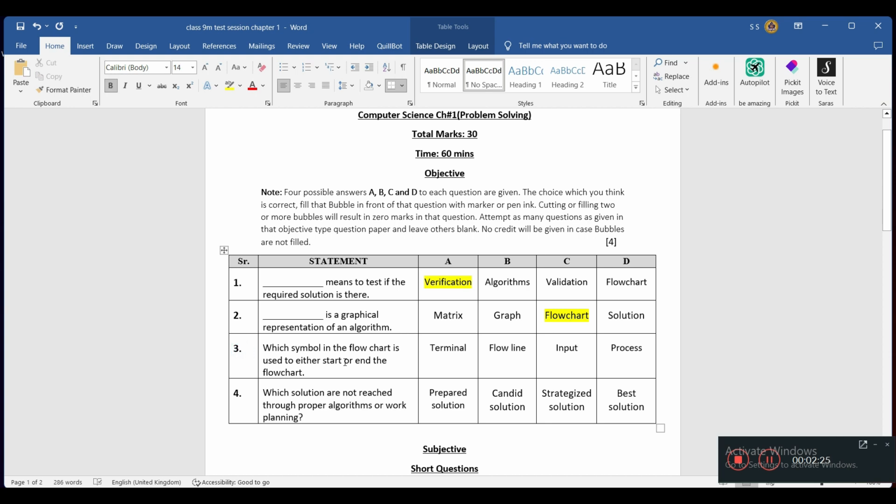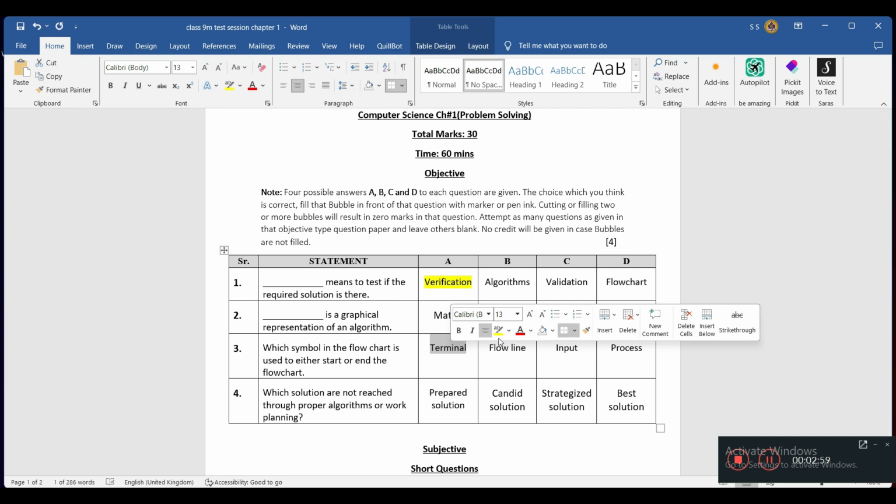Now 3. Which symbol in the flowchart is used to either start or end the flowchart? We know that there are some symbols which we use to design our flowcharts. There is a symbol which is used to start and end, and they are asking the name of that symbol. Point A, terminal, B, flow line, C, input, D, process. The correct answer is terminal, which looks like an oval shape. Flow line just tells the flow. Input is another symbol. For the process, there is another symbol.